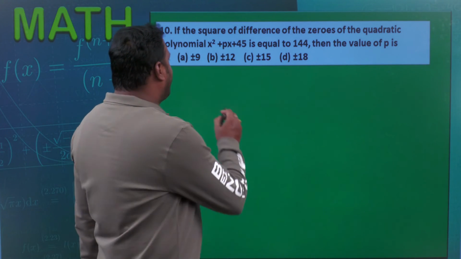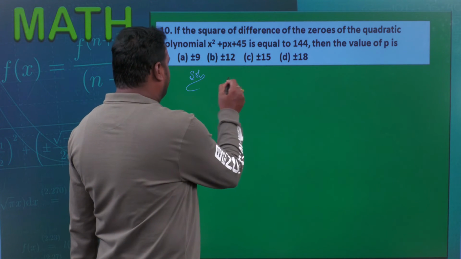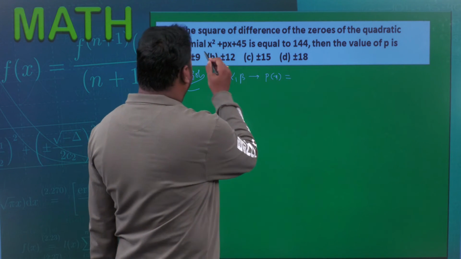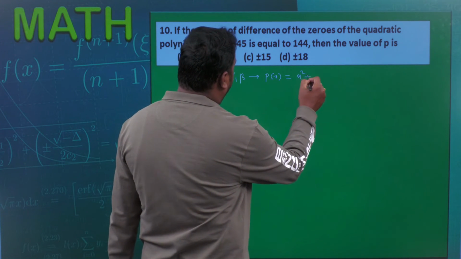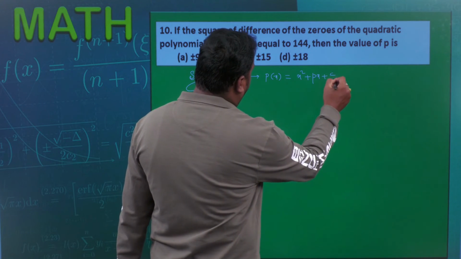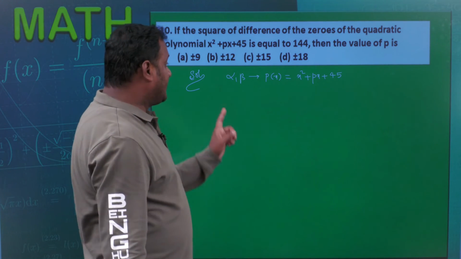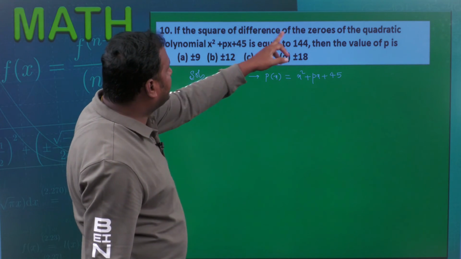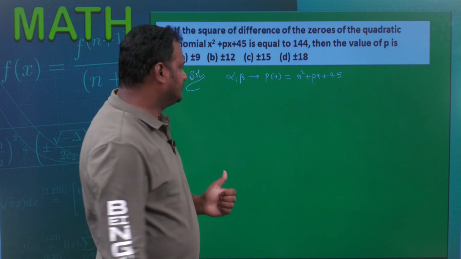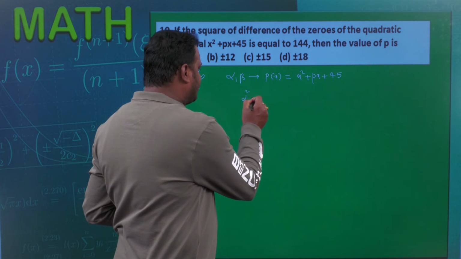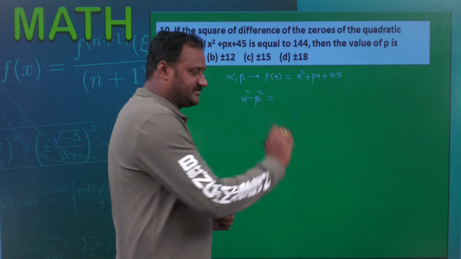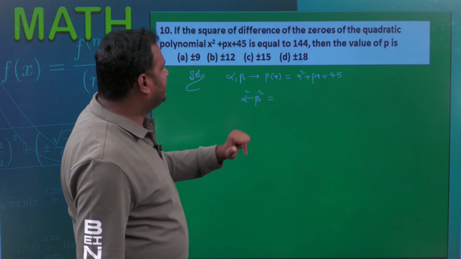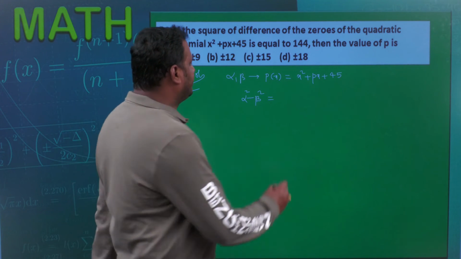For example, alpha, beta are zeros of the polynomial. What is that polynomial? P of x is equal to, I am going to write the polynomial, x square plus px plus 45. Alpha, beta are zeros of this polynomial. But what is the information given? If the square of difference of the zeros, what is square of difference of the zeros? It means alpha square minus beta square, that is square of difference of zeros. Alpha square minus beta square or beta square minus alpha square. So alpha square minus beta square is given as 144.